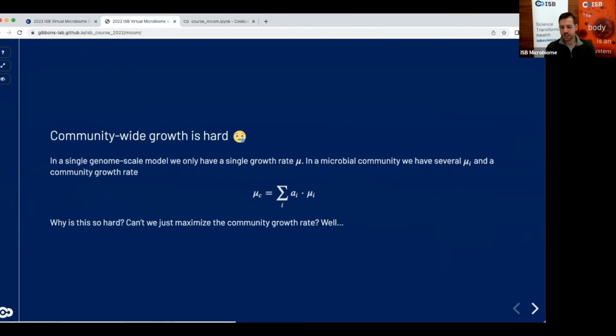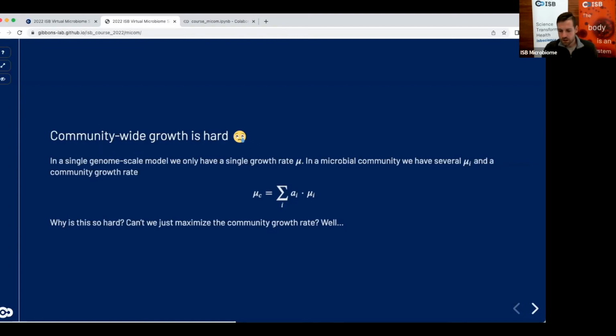Great, so now that we've covered classic flux balance analysis that we use for genome scale metabolic models, so the metabolism of one single microbe, everything seems pretty straightforward. You just maximize the growth rate, find that maximal biomass subspace within your solution space, and get your answer for your fluxes. So can't we just do the same thing for community models? And the answer is not quite.